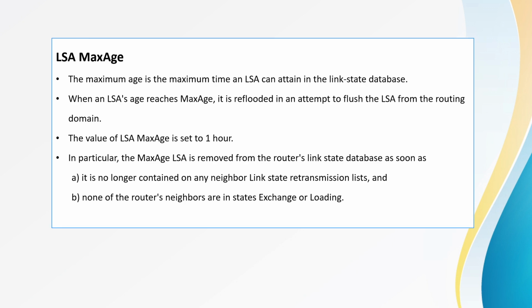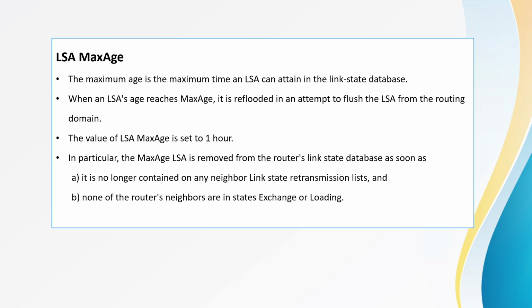LSA maximum age. The maximum age is the maximum time an LSA can stay in a link state database. When an LSA's age reaches the maximum, it is reflooded in an attempt to flush the LSA from the routing domain. The value of the LSA maximum age is set to 1 hour.